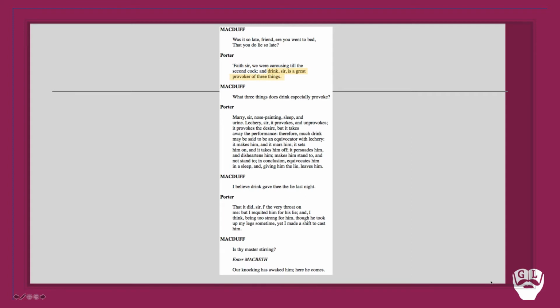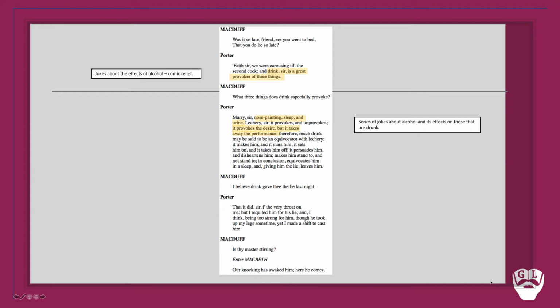The porter talks about how drink is a great provoker of three things, joking about the effects of alcohol for comic relief, and he talks in great detail here about nose painting, sleep and urine. The idea of drinkers having a kind of broken blood vessels across the nose was a common pictorial description of them. The idea that they fall asleep and need to go to the toilet often. Also talking about how drink provokes the desire but it takes away the performance. Here, the porter is making a number of very deliberate, often quite close to the bone jokes about the effects of drinking, that people become lecherous, that people will need to go to the toilet often, very kind of lowbrow jokes. Shakespeare isn't all about highbrow references to mythology, as we'll see later. It's about appealing to everybody.